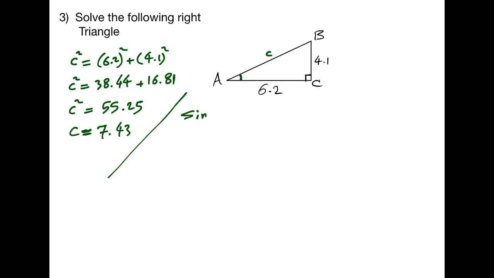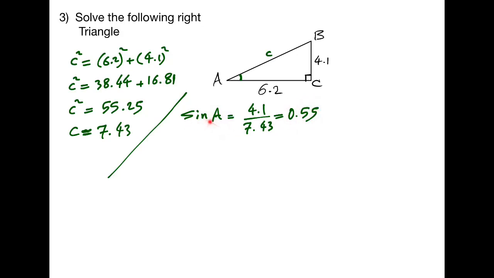Sine of angle A equals opposite over hypotenuse. In this case, opposite is 4.1 divided by the hypotenuse, which is the number that we just got, 7.43, and that is equal to 0.55. Now we are looking for an angle whose sine is this number, 0.55.